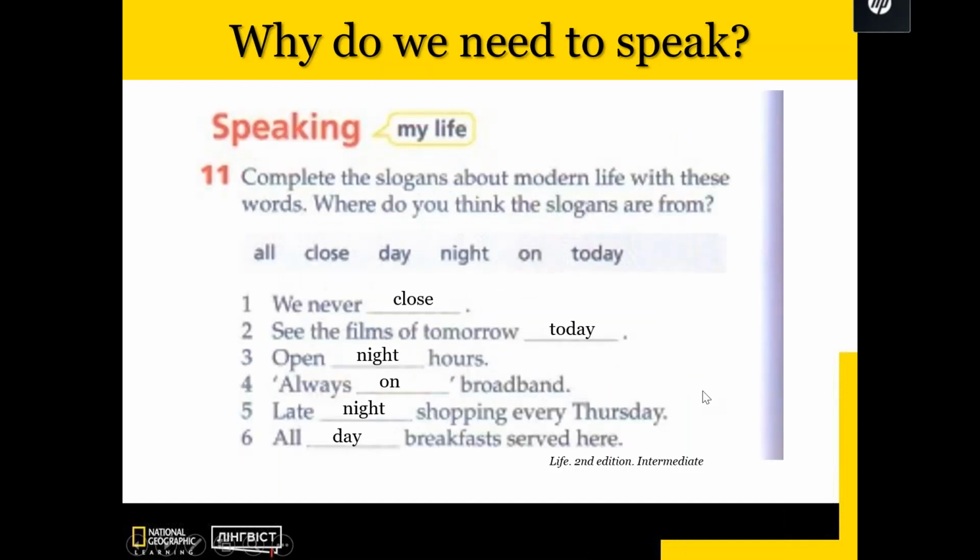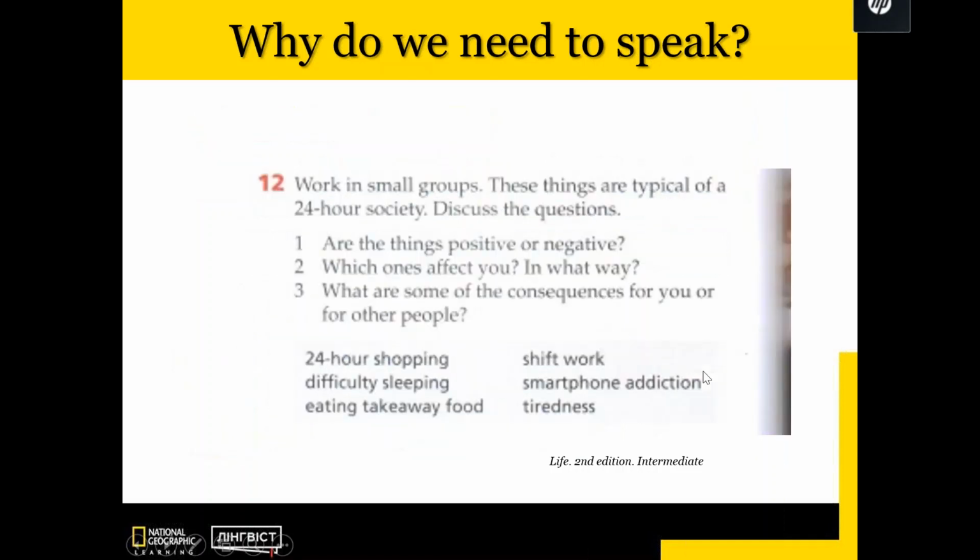Here are the answers. Right, and after that, the students get some really interesting things to talk about, right? These things are typical of a 24-hour society. Discuss the questions, right? This is not talking about what happened 10 years ago, or the last century, right? The students talk about what is happening right now with them, so they can really have something to say, right?